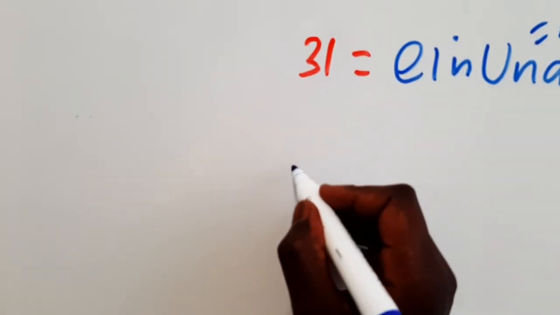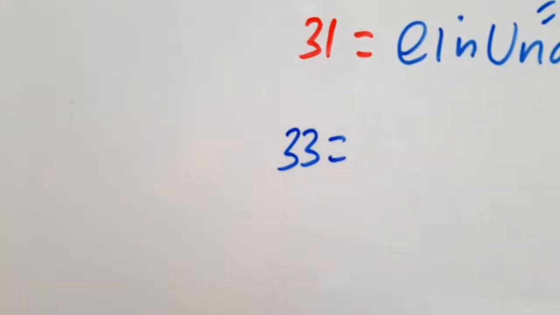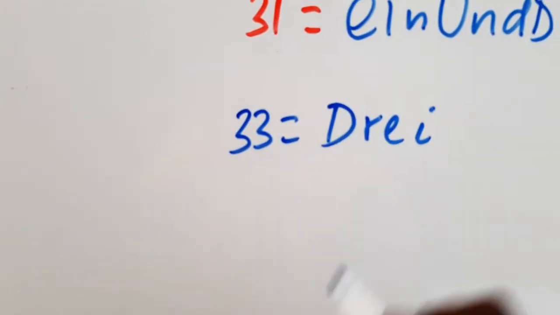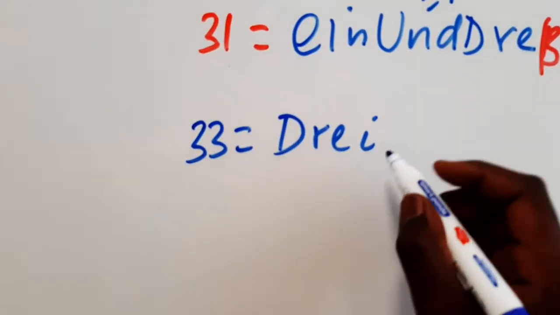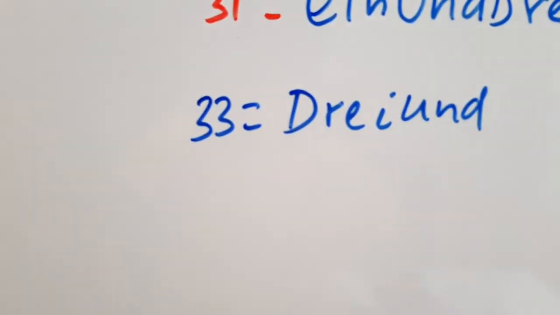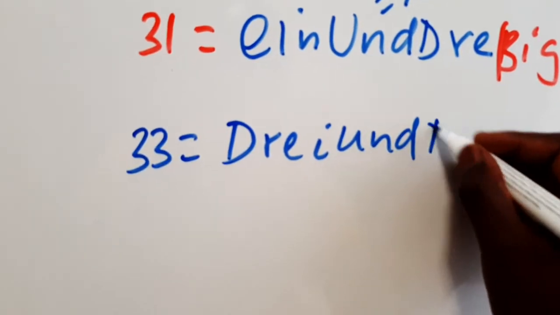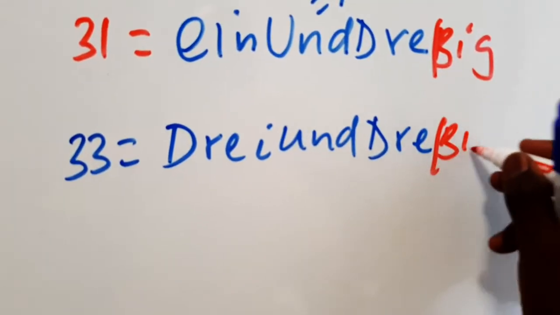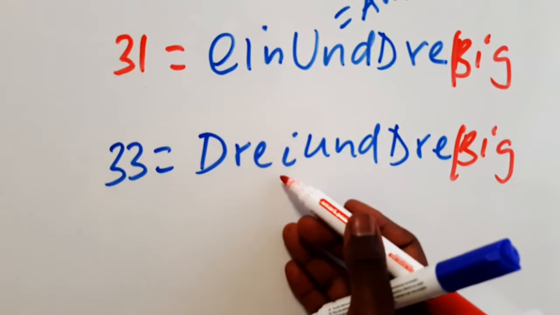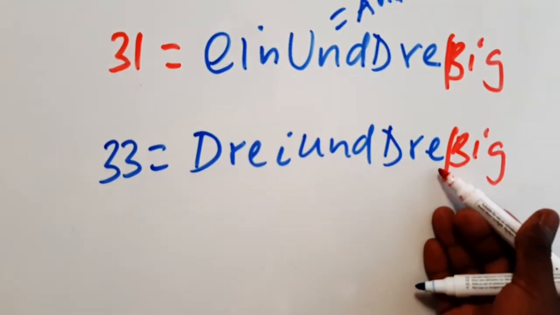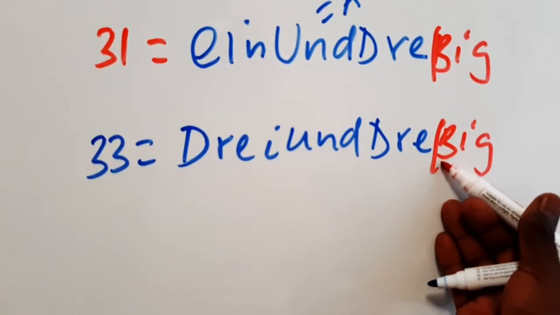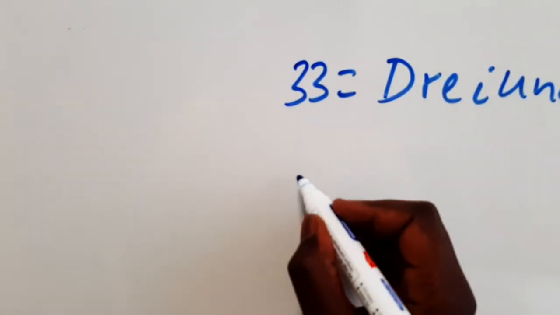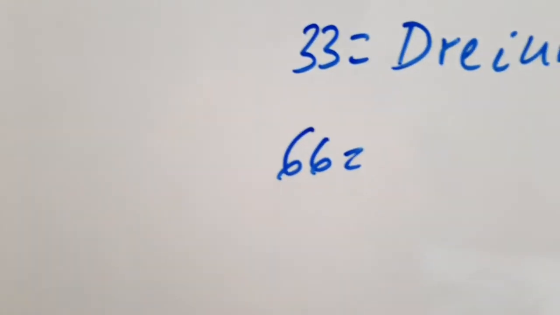Another random number is, let's say, 33, for example. So here it will be drei. You don't have to do anything. So it's drei und dreißig. Okay. So you realize here the I is present, but here we delete it for proper sound. Okay, let's try another one, that is 66, for example.